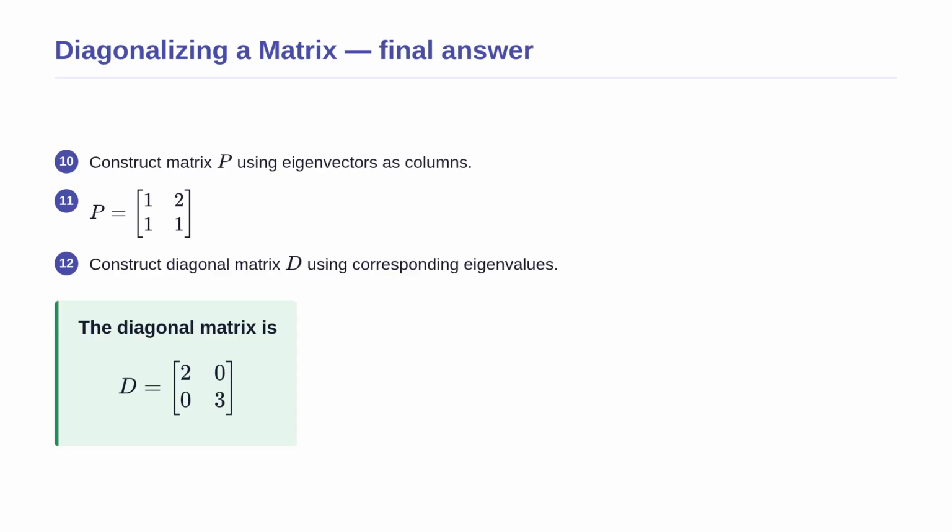With our eigenvectors and eigenvalues found, we can construct our final matrices. We build the matrix P by placing our two eigenvectors side by side as columns. This represents our new untangled coordinate system. Then we construct the diagonal matrix D by placing our two eigenvalues down the center diagonal, making sure they match the exact order of the eigenvectors in P.